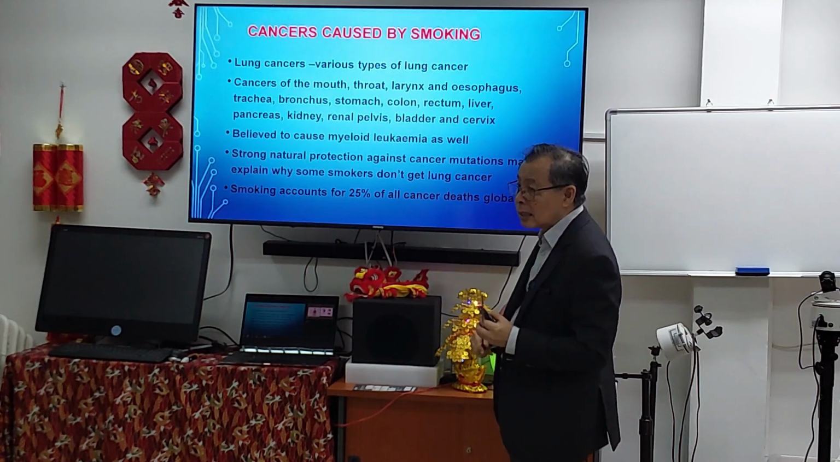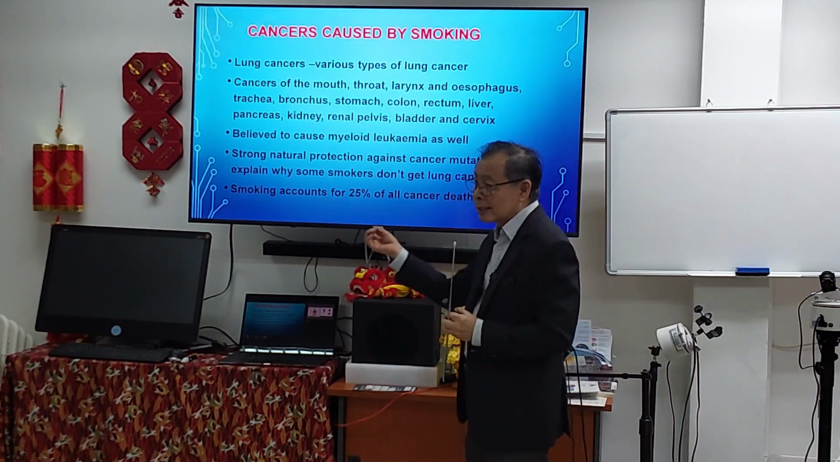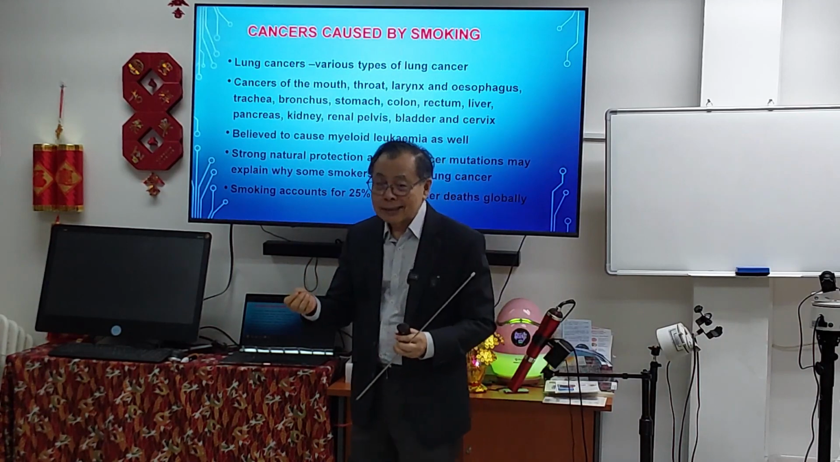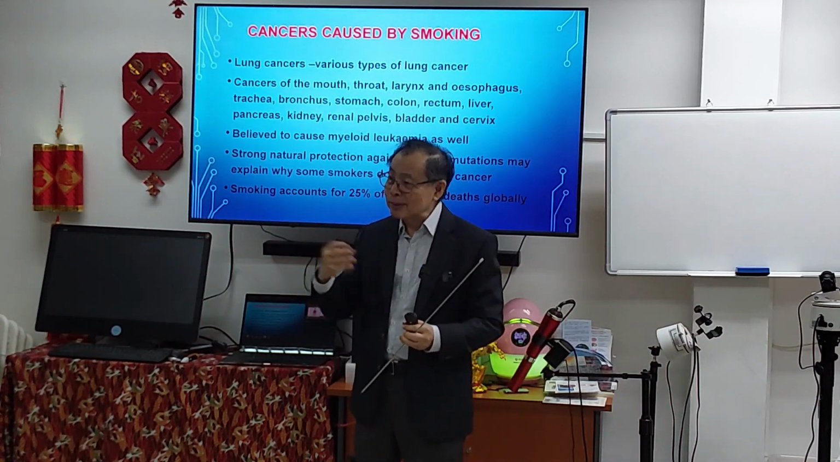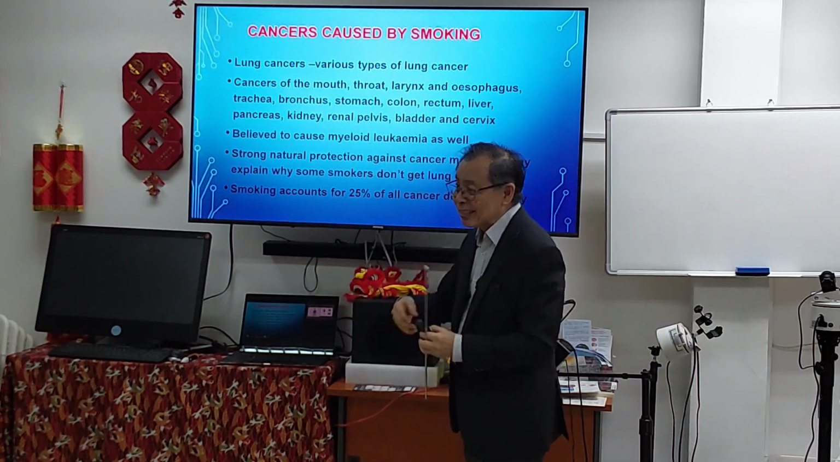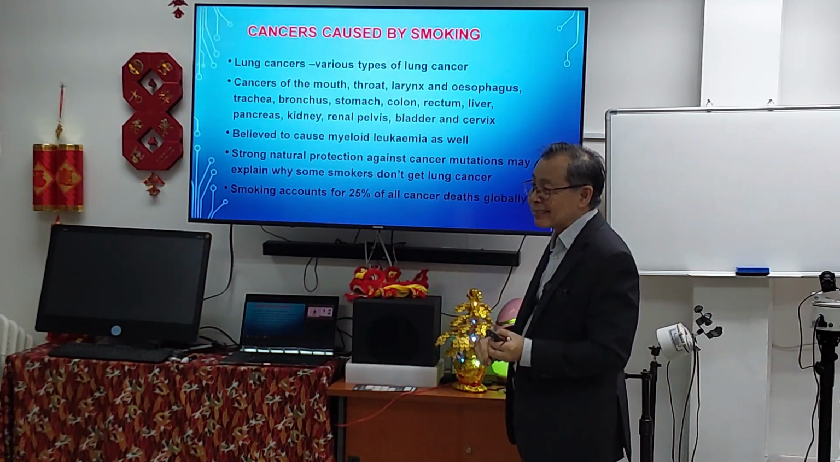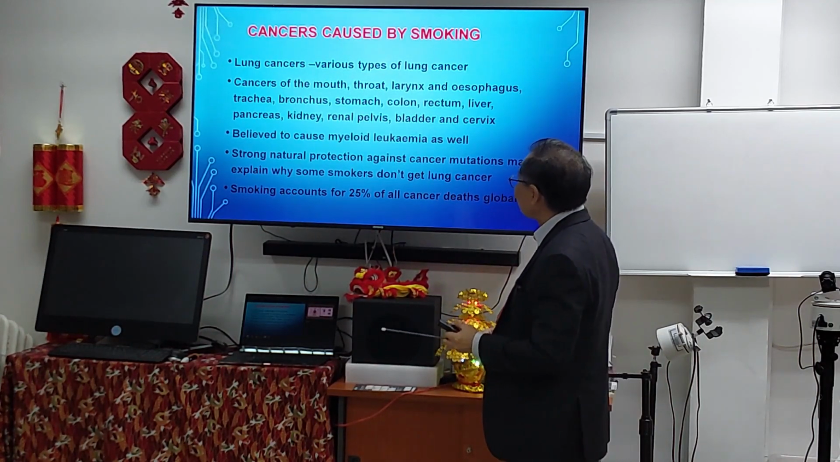What is myeloid leukemia? It is a leukemia of the white blood cells. The Chinese say the white blood cell eats up your red blood cells. It doesn't actually eat them up; it crowds out every other cell. It's a cancer cell.